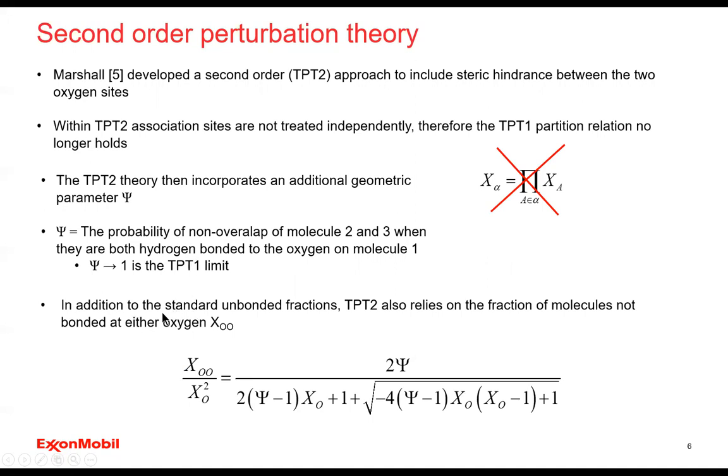In TPT2 then, in addition to the standard unbonded fractions, the X_A's, you also end up with an additional fraction, which is the fraction of molecules not bonded at either site, O1 or O2, and this is X_OO. We can actually obtain analytical solutions for this in terms of psi and the fraction of molecules not bonded at a single oxygen site, X_O.